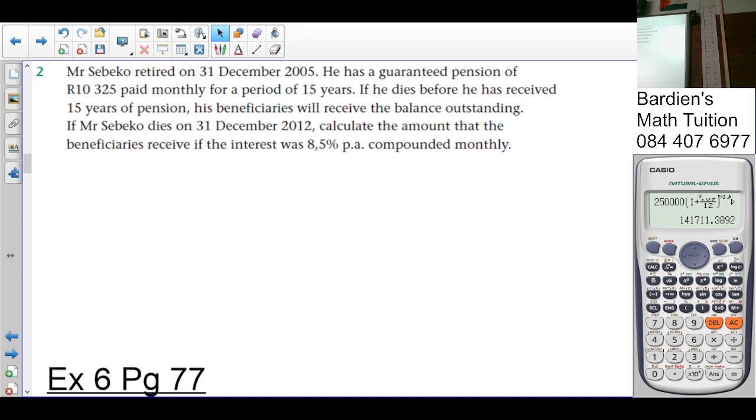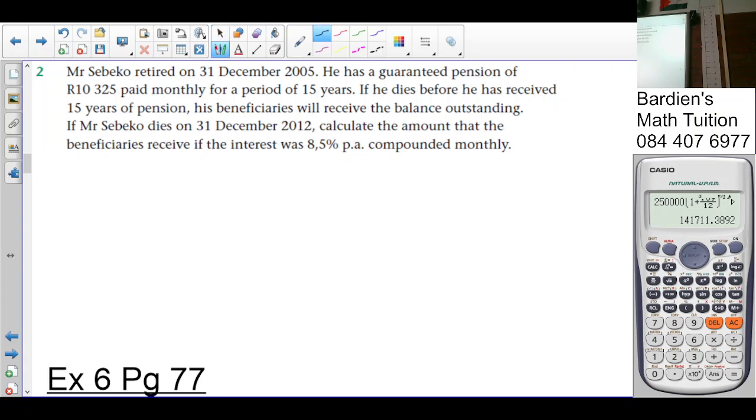So we are told that Mr. Sebeko, is that right? Retired on the 31st of December 2005. He was granted a pension of 10,325 Rand paid monthly for a period of 15 years. If he dies before he receives the 15 years of pension, his beneficiaries will receive the balance outstanding. If Mr. Sebeko dies on the 31st of December 2012, calculate the amount that the beneficiaries receive if the interest was 8.5% compounded monthly.